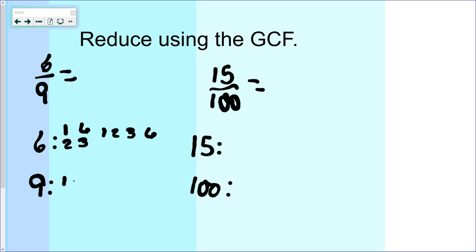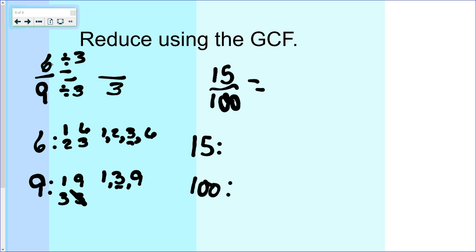For 9, I have 1 and 9, and I have 3 and 3. I don't need to write 3 twice when I write my factors down. I just write 1, 3, and 9. Should probably put those commas in there. Okay, now I look at our numbers, and our largest factor here is 3. So we're going to take that 6 and that 9, and we're going to divide it by 3. 9 divided by 3 gives me 3. 6 divided by 3 gives me 2. Okay, so 2/3 would be the same as 6/9.